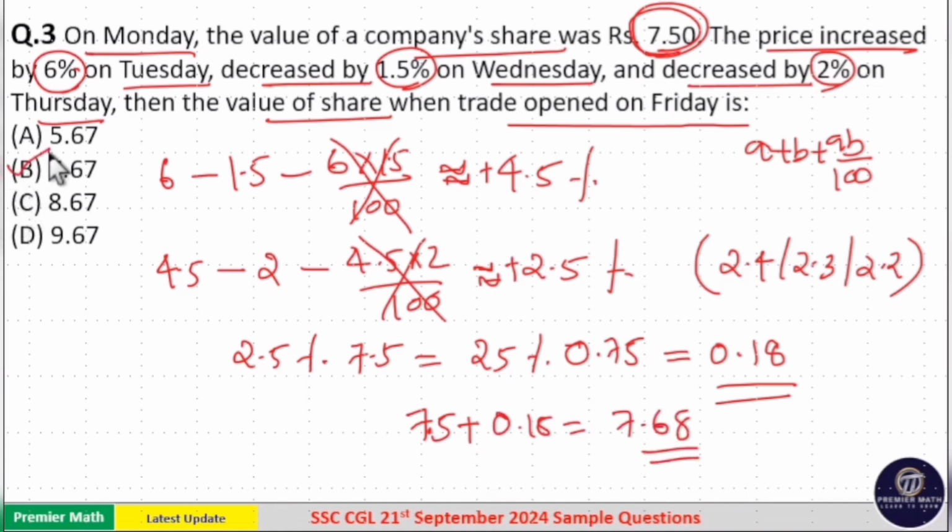So your answer is option B. You can see here the answer is 7.67. We got 7.68. You can see the difference is less than 1 here. So you can directly ignore these smaller terms.